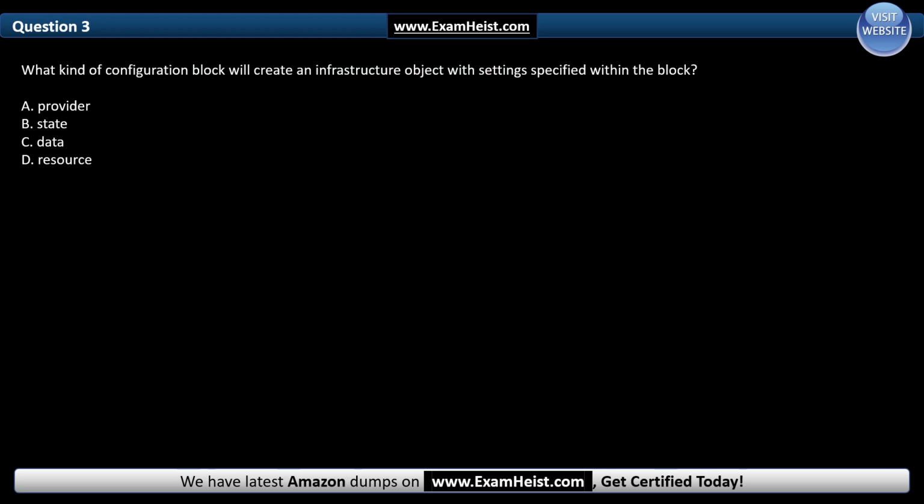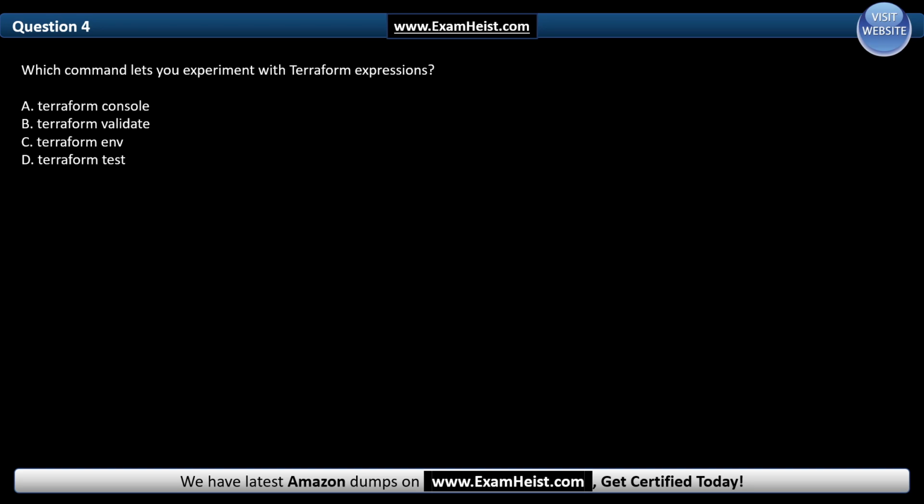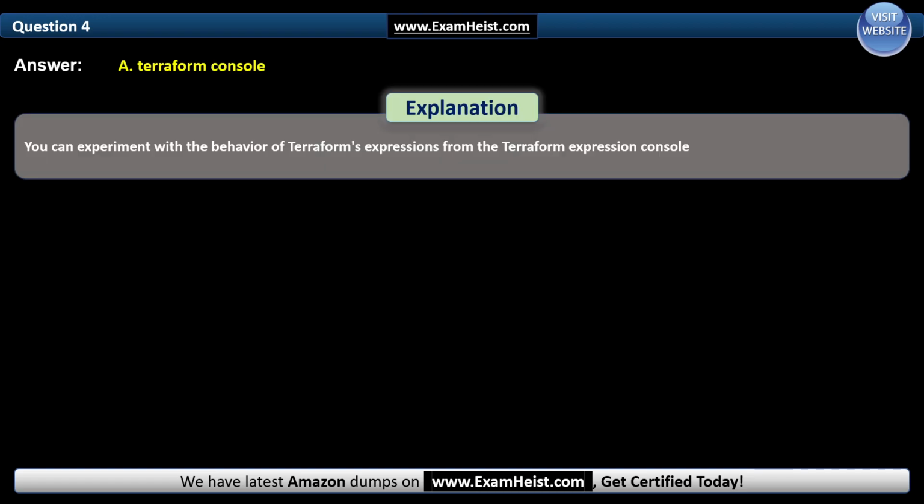Question 3. What kind of configuration block will create an infrastructure object with settings specified within the block? The correct option is D. Resource. Resource block is used to provision the resource. Question 4. Which command lets you experiment with Terraform expressions? The correct option is A. Terraform console. You can experiment with the behavior of Terraform's expressions from the Terraform expression console.